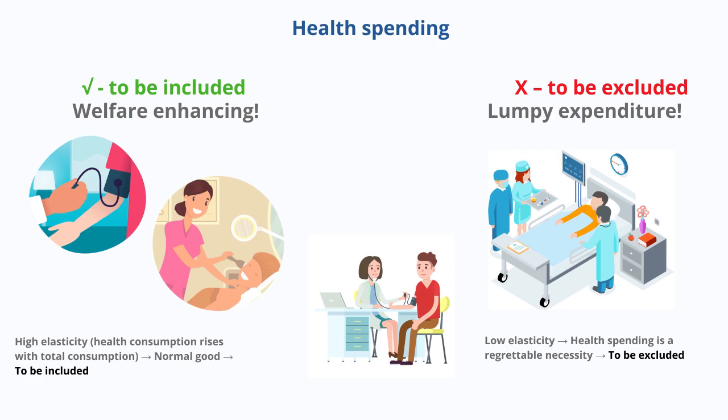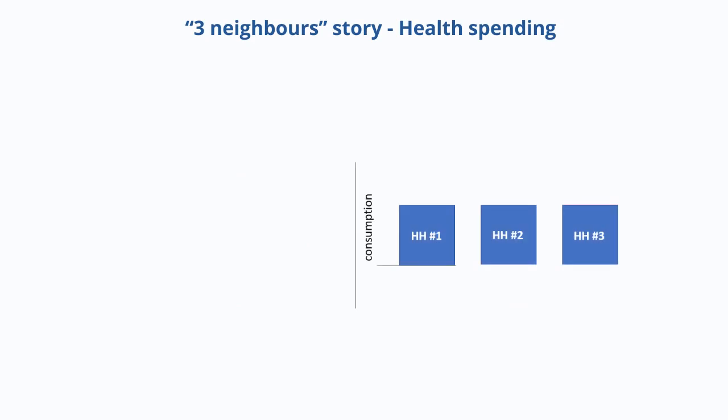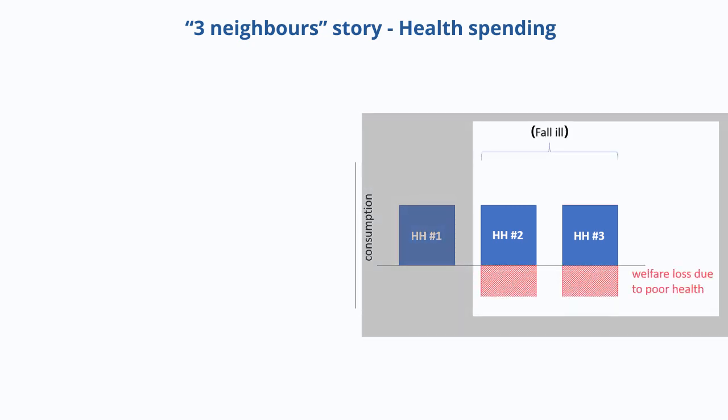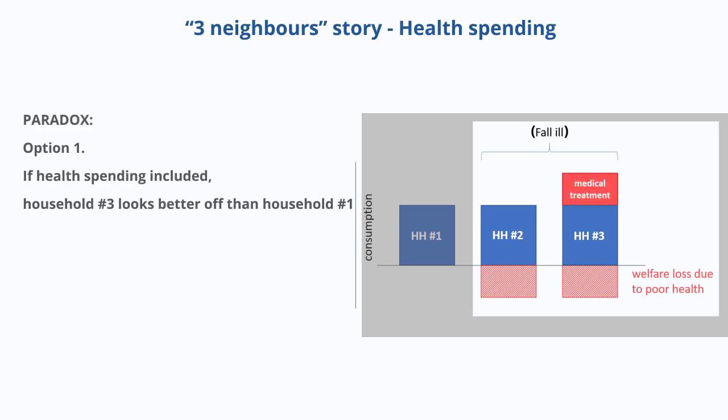To talk a little bit more about the intuition behind health spending, I take the following hypothetical story. There are 3 neighbors. At the start of the year, all 3 households have identical levels of welfare. But then household heads 2 and 3 fall ill, and the theoretical welfare loss is shown here in red. Household 2 does not seek treatment, but household 3 spends money to go to a doctor to purchase medication. The paradox is that if health spending is included, household 3 looks better off than household 1, even though all they did was pay to recover the health they lost.